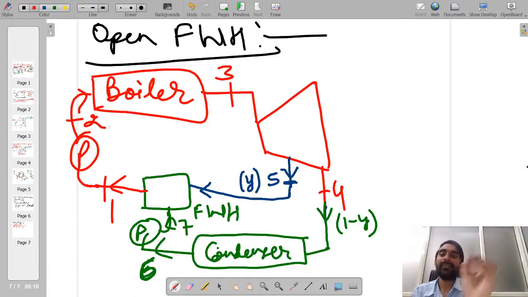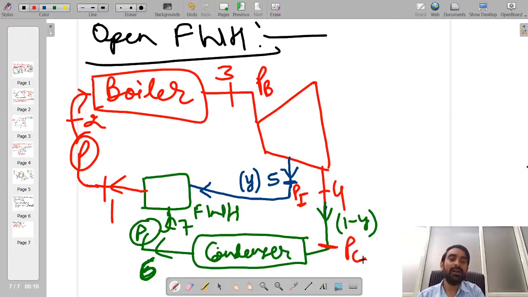Okay, so over here this was at nothing but boiler pressure. This thermodynamic state at point number 5 was nothing but corresponding to some intermediate pressure Pi, and then this state at the exit of turbine was nothing but corresponding to condenser pressure Pc. Then this was also at condenser pressure Pc.